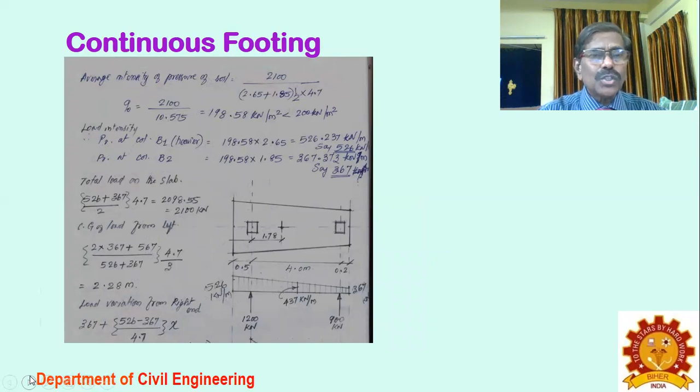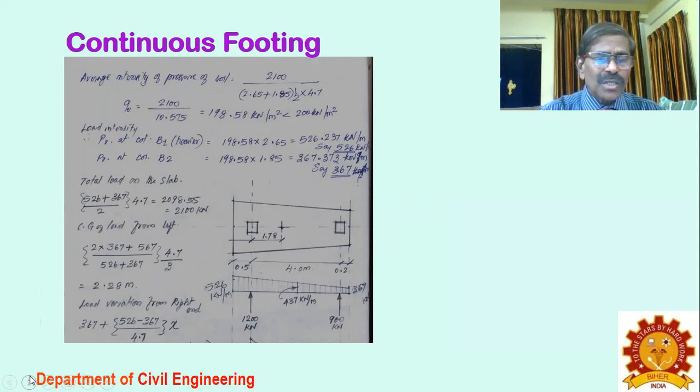Now the average intensity of the pressure you can work out from the formula. So you know the area of the trapezium, then you know the load, you get a value of 198.58, less than 200 kilonewton per meter square, which is the safe bearing capacity of the soil. So for the load intensity, the pressure at the column B1 is heavier and pressure at B2 is lighter. That you can get. So it is 526.237 and it is 367.373.